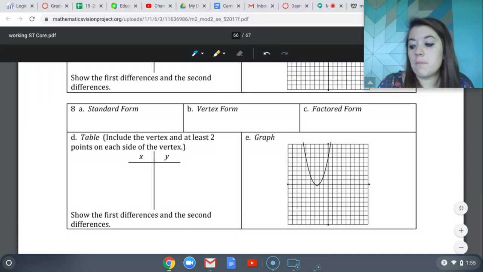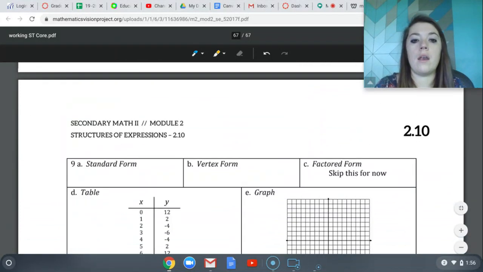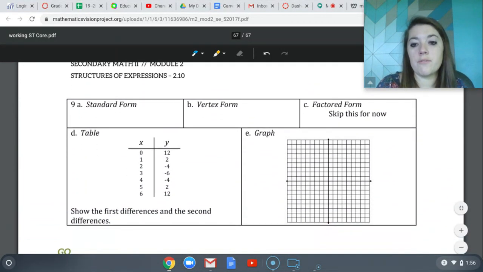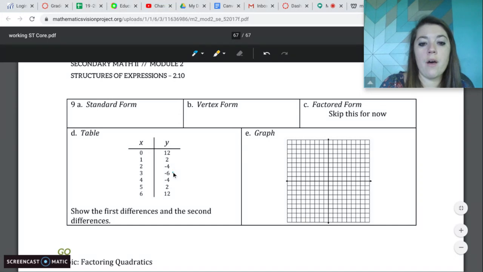Then here on number 8, you're given the graph. So use what your vertex is, use your y-intercepts, your x-intercepts to help you come up with your form. And then for number 9, you do not have to do factored form. You don't have to worry about that yet. So all you have to do is standard and vertex form from the table. Remember, look for the one that has the symmetry to either side of it. Hint, I just gave you the vertex.